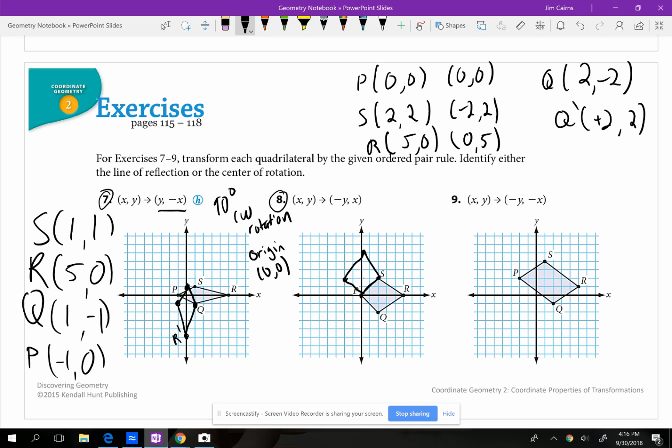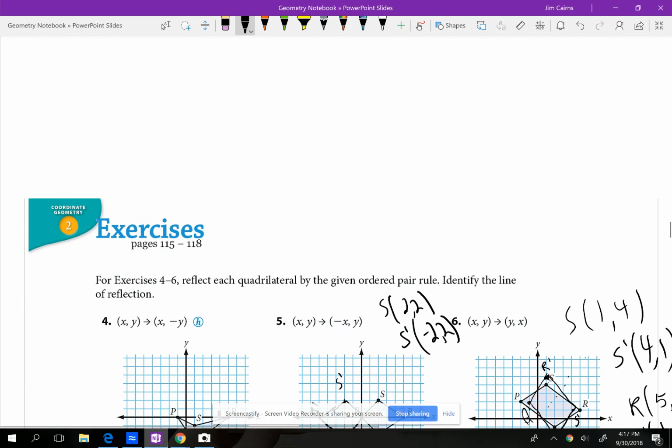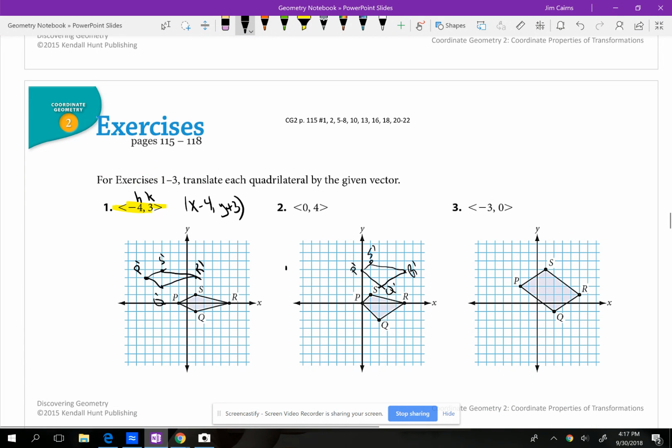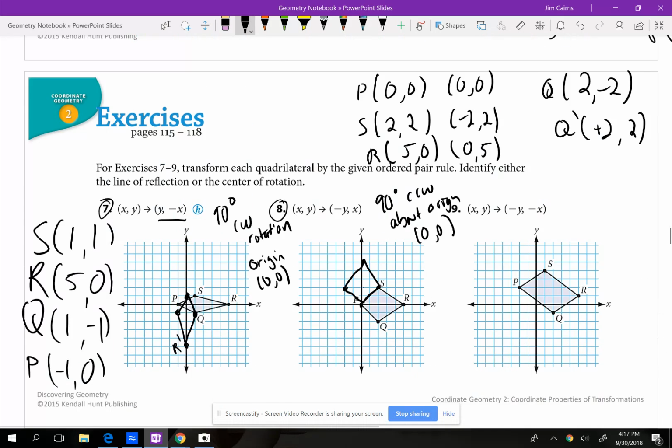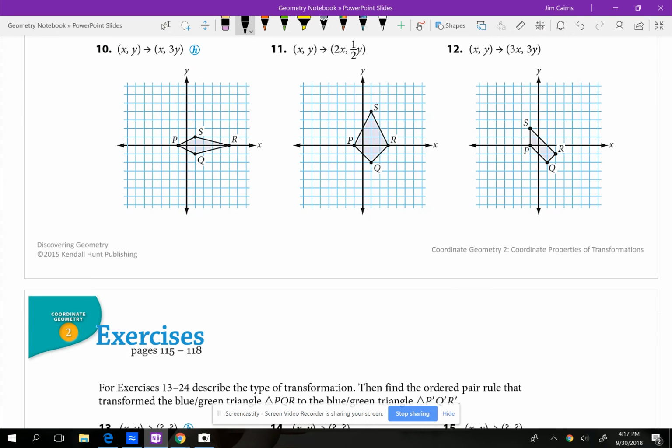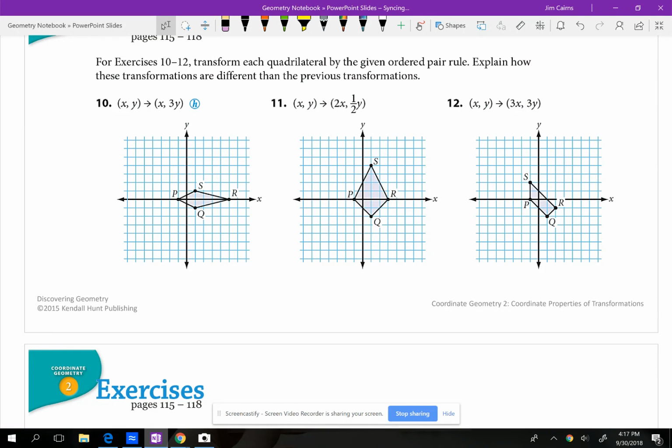So it looks like we have a 90 degrees counterclockwise rotation about the origin, or 0, 0. There we go. Next is number 10. Transform each quadrilateral by the given ordered pair rule. Explain how these transformations are different from the previous transformations.